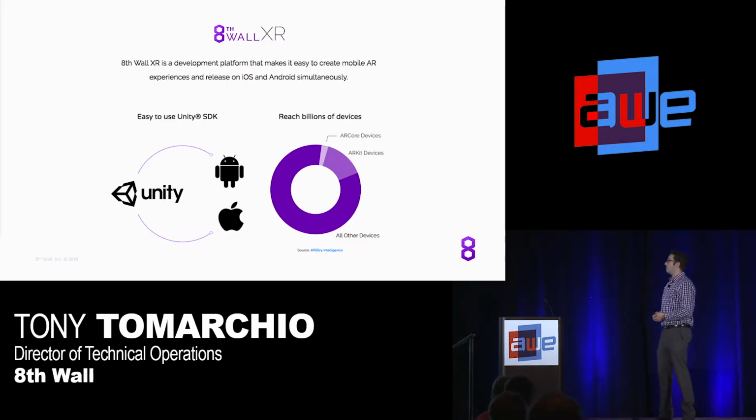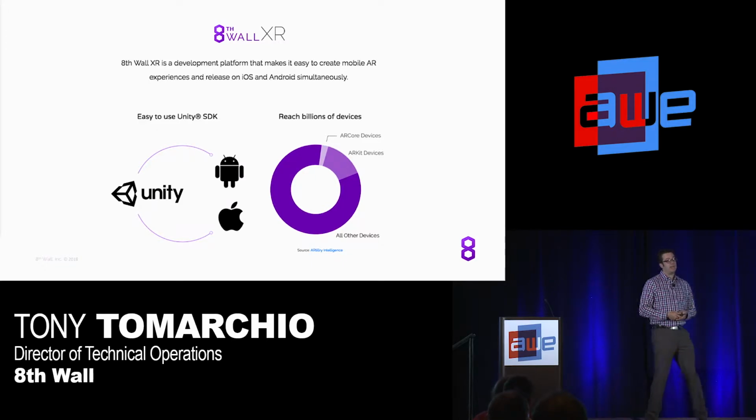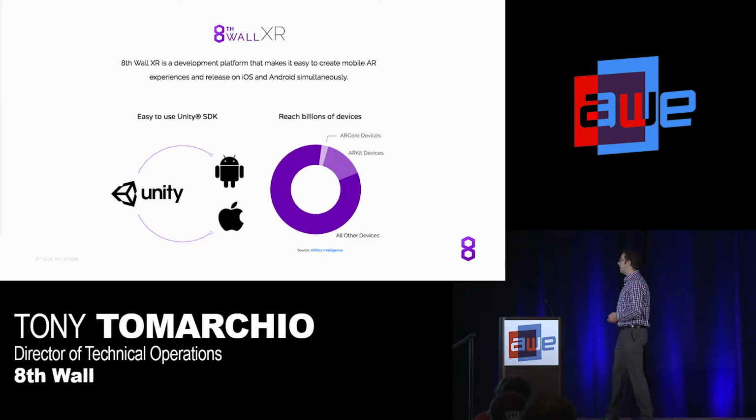So Eighth Wall XR is our development platform. It makes it easy to create mobile AR experiences. Write it once, and it'll run on both iOS and Android devices simultaneously. And it'll work on all of those devices, not just the limited subset that support ARKit and ARCore.